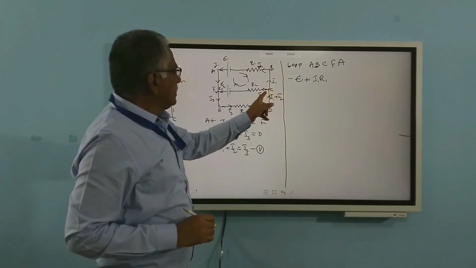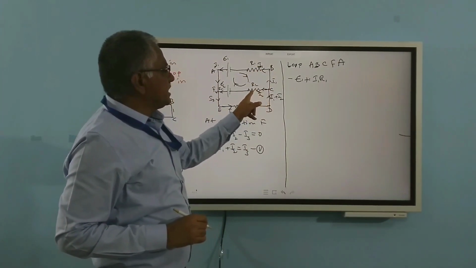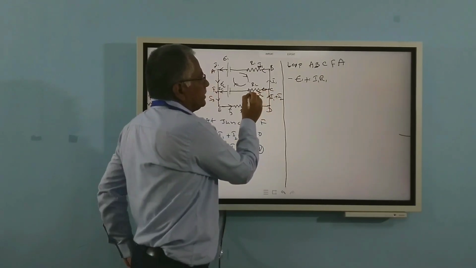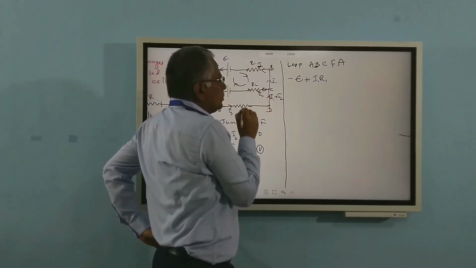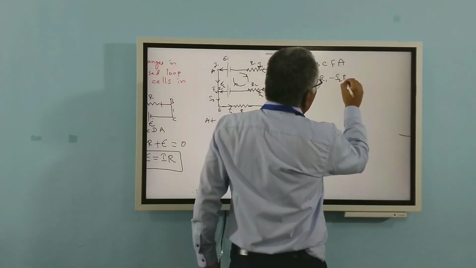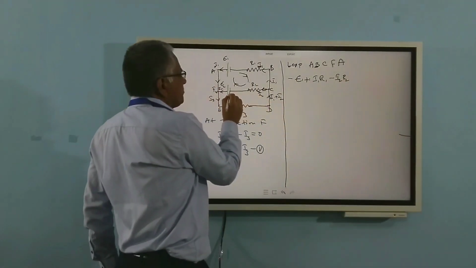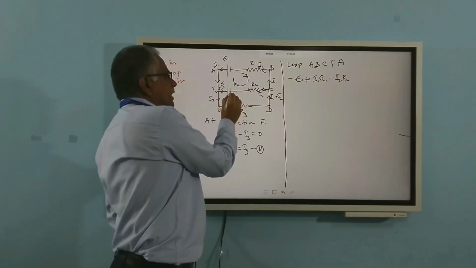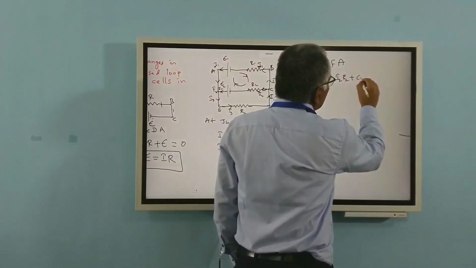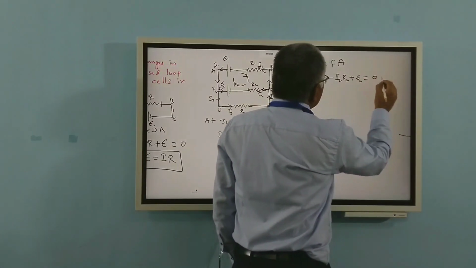And again coming here, suppose R2, along the direction of the R2, I2 we are taking. I2 is passing and we are also moving in the same direction. That is, means here I2 R2. Same direction we are taking minus I2 R2. And again here is one more cell is there here. We are moving from negative to positive. Means plus we have to take. Plus E2 is equal to 0.